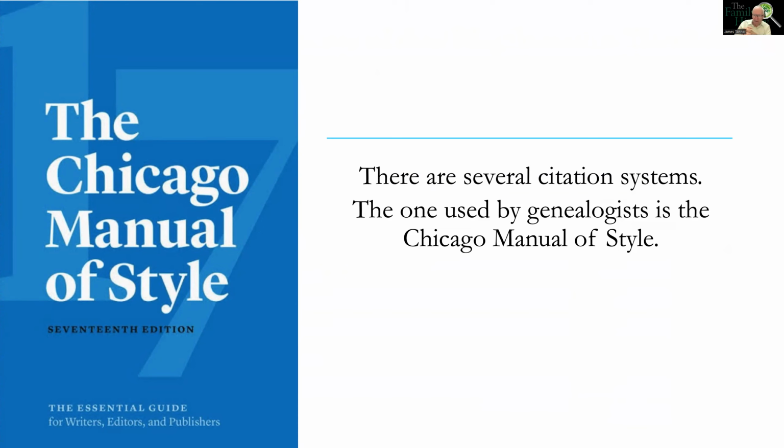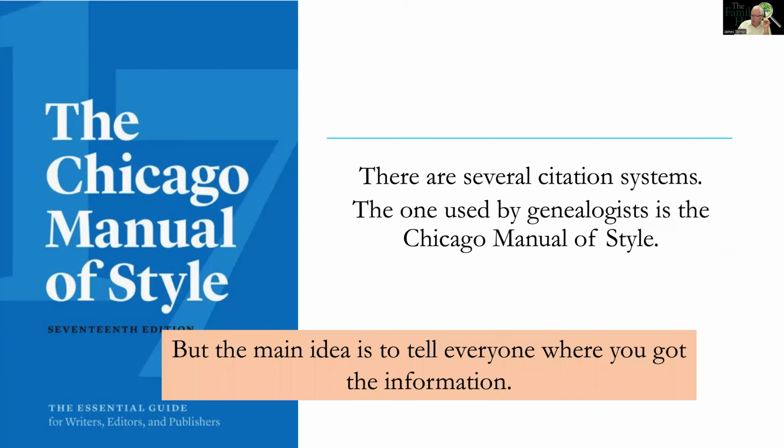And no one's going to fault you. There are no citation police out there that are going to tell you that your citation is wrong or whatever it is. But if you just remember the one fundamental thing, tell us where you got the information. That's the basic main idea, is to tell everyone where you got the information. And once you've done that, then your chances of other people agreeing with you is increased immeasurably.